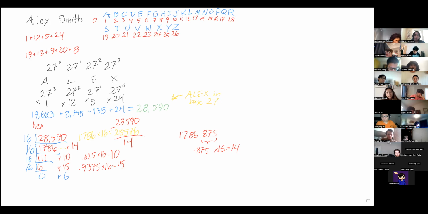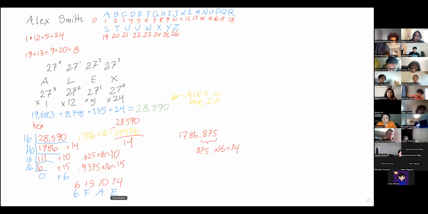Going backwards, you have 6, 15, 10, 14, but we know that in hexadecimal, starting with 10, we start with the alphabet. So 6 is 6, 15 is F, I think. Yeah, that's right. 10 is A. 14 is E, I think.